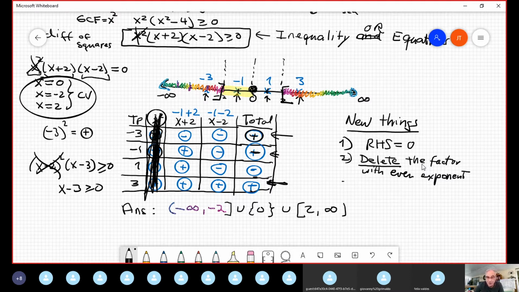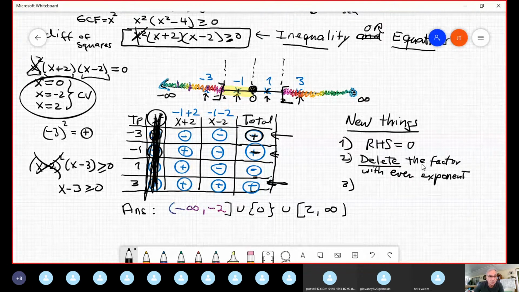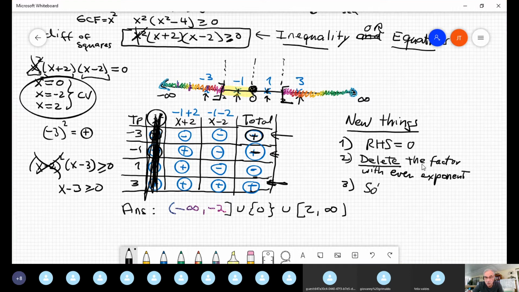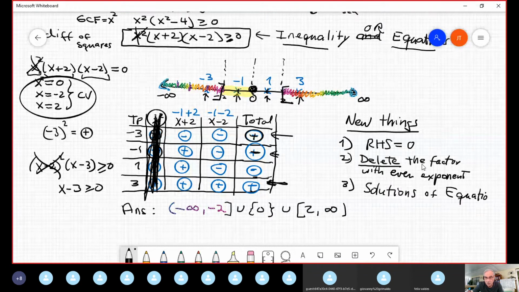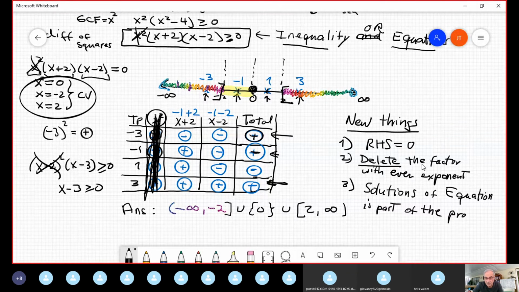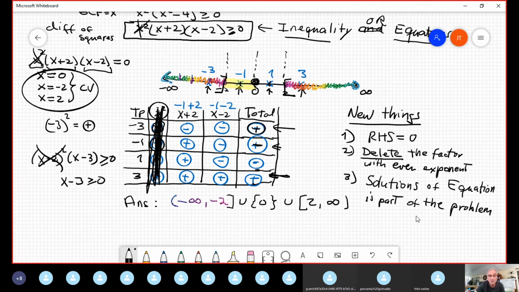And number 3, the important new thing in this example is that when there's no strict inequality, it's a combination of inequality and equation, you have to consider the solution for the equation as belonging to the solution for the inequality. So the solution of the equation is part of the problem. Okay? Very good. This is detailed. We need to do several examples to understand the big picture of this, but it's okay.